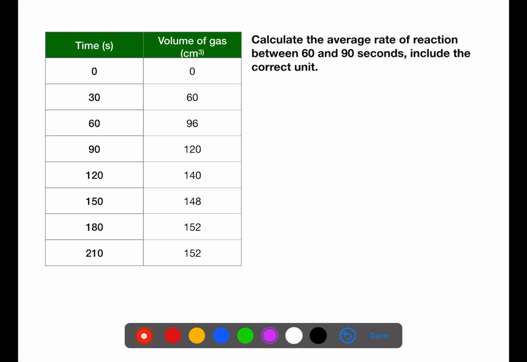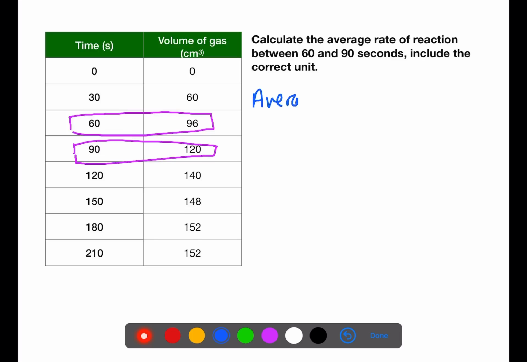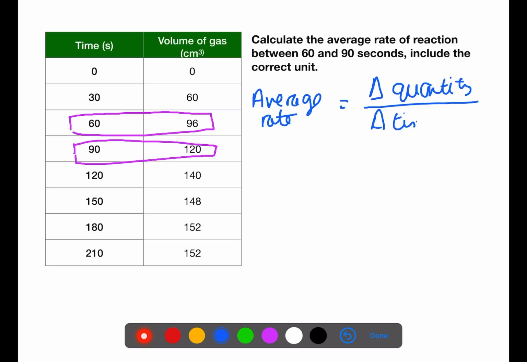Here's an example we can do together. Calculate the average rate of reaction between 60 and 90 seconds. So we are only going to be looking at these two values within the table. So if we write out the equation, we have average rate equals change in quantity divided by change in time.